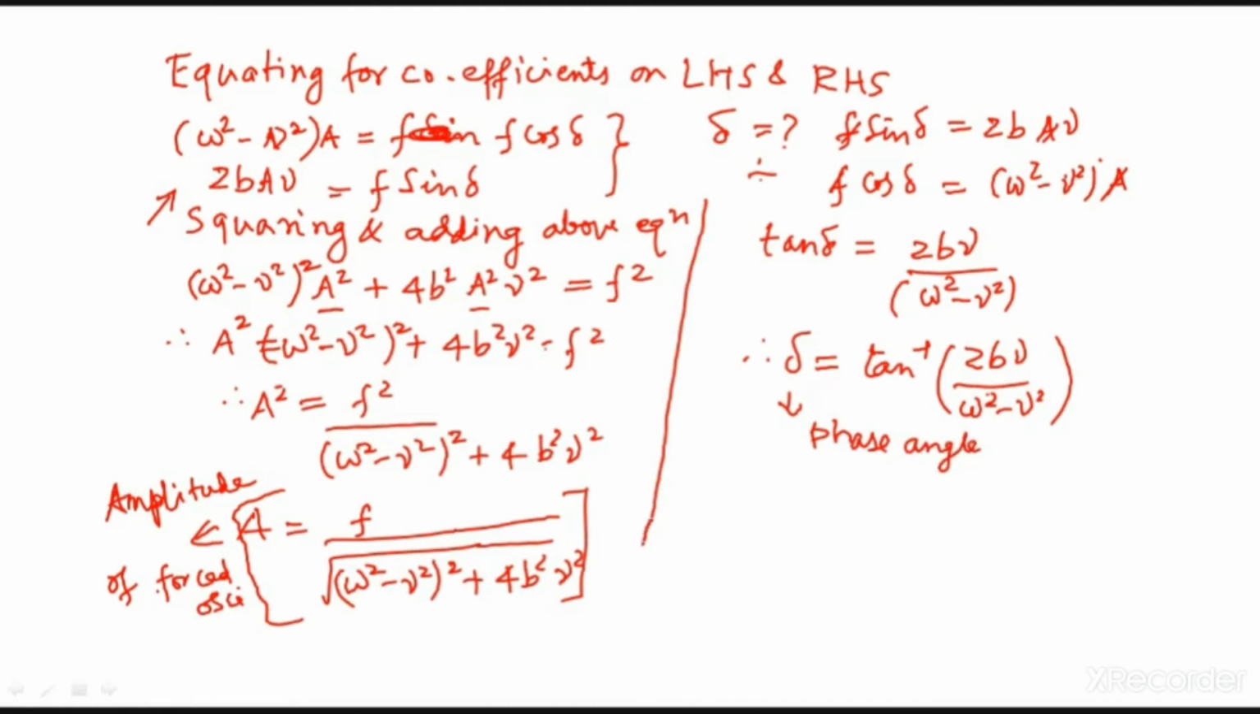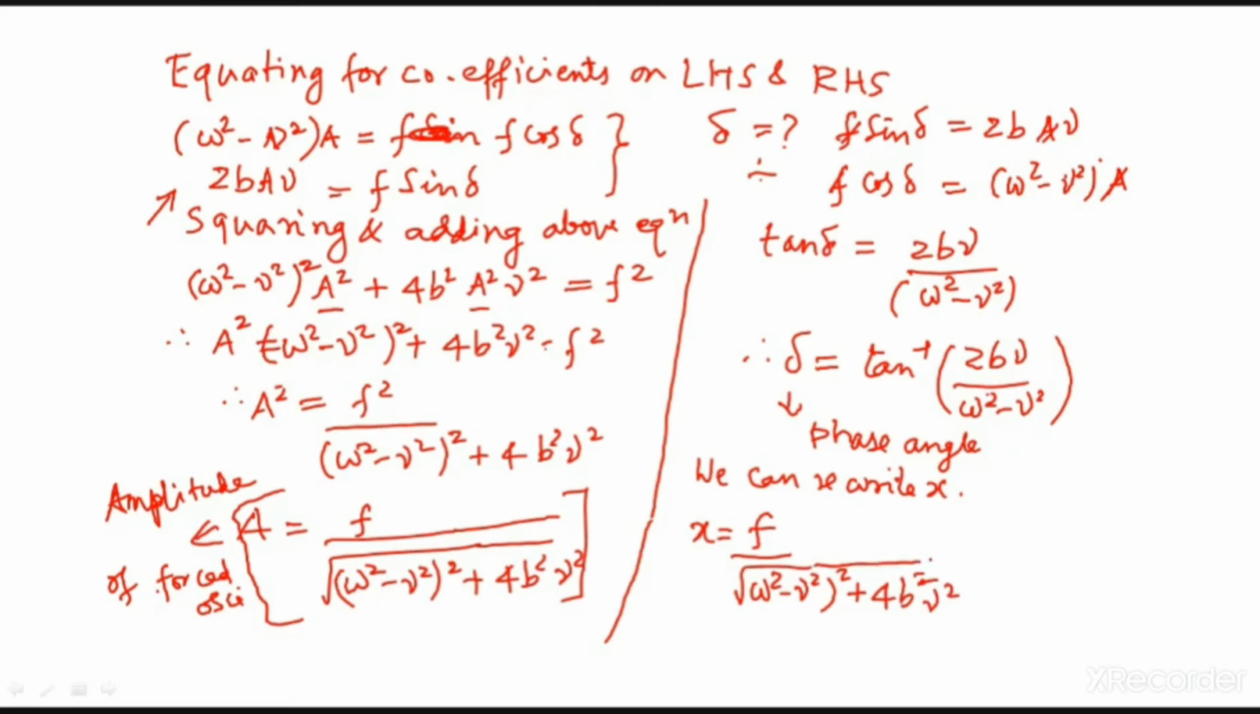So now, what is x? X is the displacement in the forced oscillations. So now we can rewrite x. X is equal to a, and a was f by root of omega square minus mu square, whole square, plus 4b square mu square, into sine of mu t minus delta. This is a new expression with amplitude a.